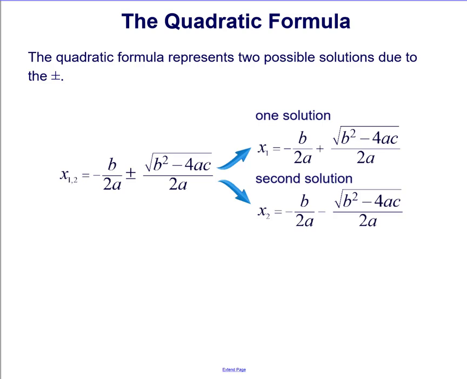The quadratic formula represents two possible solutions due to this plus or minus notation right here. So here we have x with the subscripts 1 and 2, meaning we have two possible solutions, and minus b over 2a plus or minus the square root of b squared minus 4ac over 2a gives us two solutions. One solution is on the top here. The first solution is minus b over 2a plus this square root fraction right here. The second solution would be minus b over 2a minus this square root fraction right here. So notice that one has a plus between the two and the other has a minus between the two.